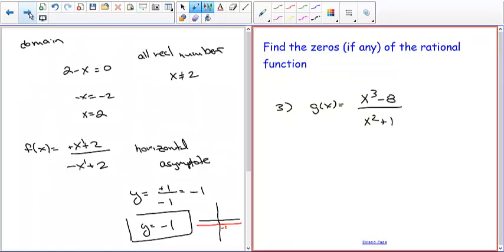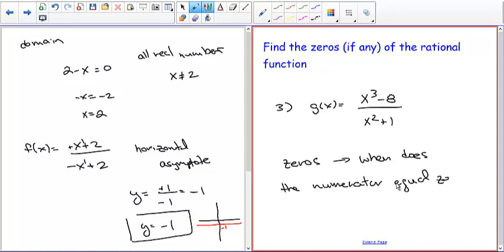Okay, the next one, find the zeros of any of the rational functions. So when it comes to zeros, you just set the numerator equal to 0. So for asymptotes, you're looking at the denominator. For zeros, you look at the numerator. So we can ignore the denominator. So for zeros, when does the numerator equal 0?